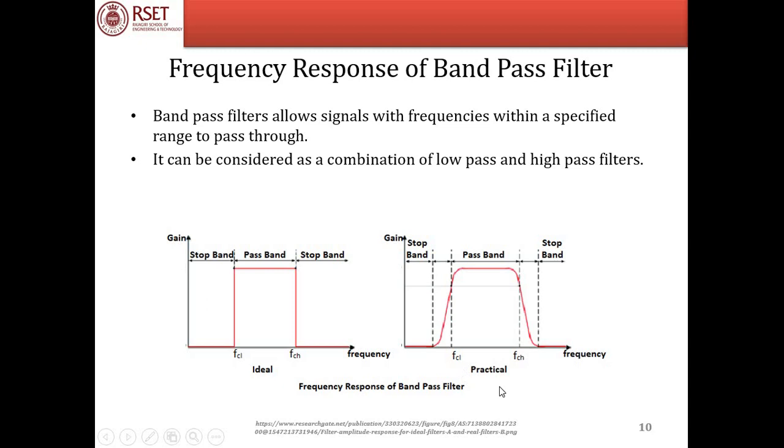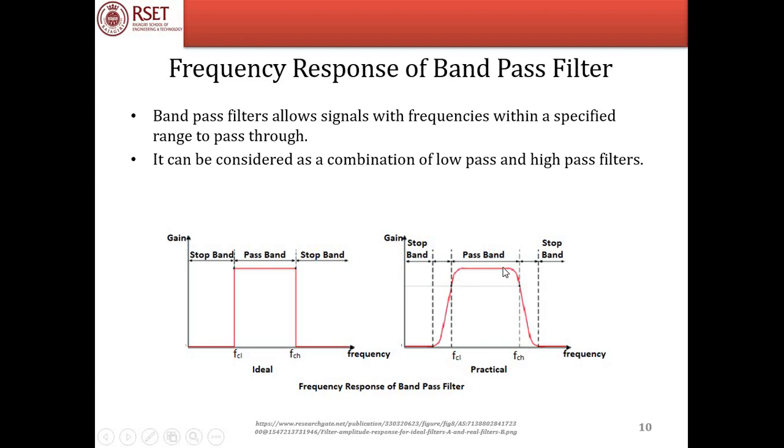Now, when we consider the practical band pass filter, again we see that we have two stop bands and a single pass band, and the transition from the first stop band to the pass band is not sharp, it is a slow transition, and the transition from the pass band to the stop band is again a slow transition. That is the difference between the frequency response of an ideal band pass filter and a practical band pass filter.